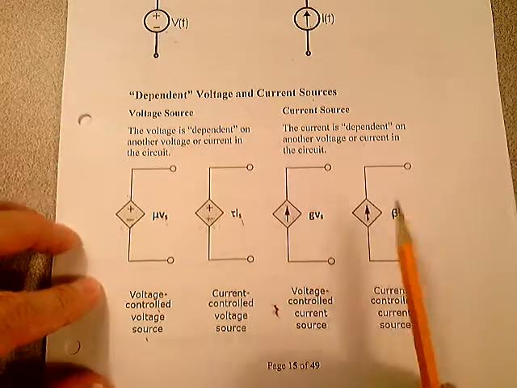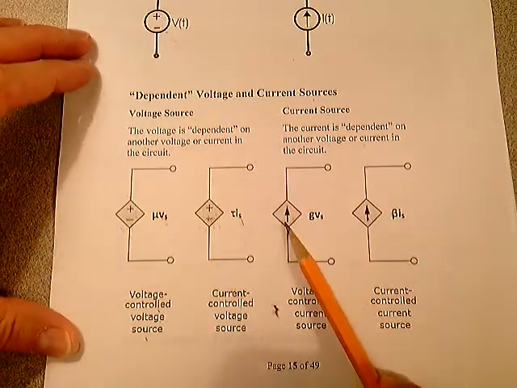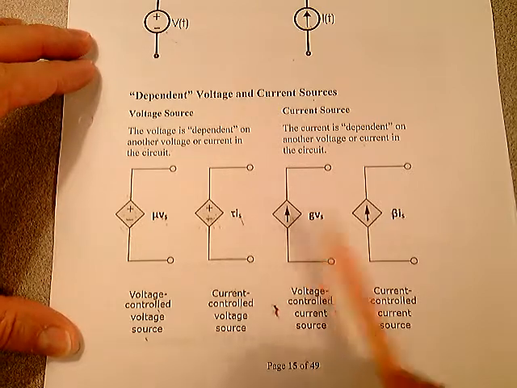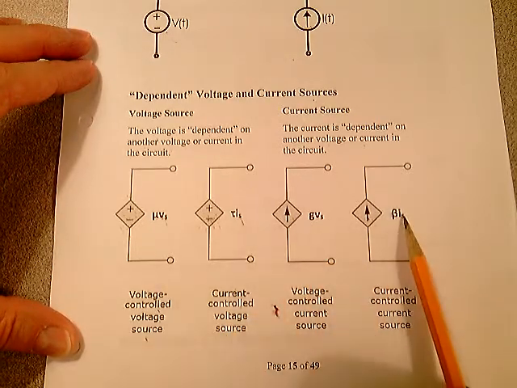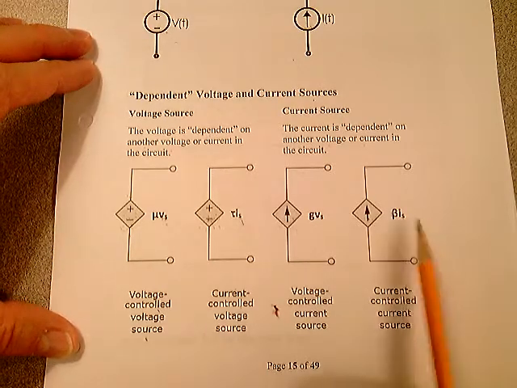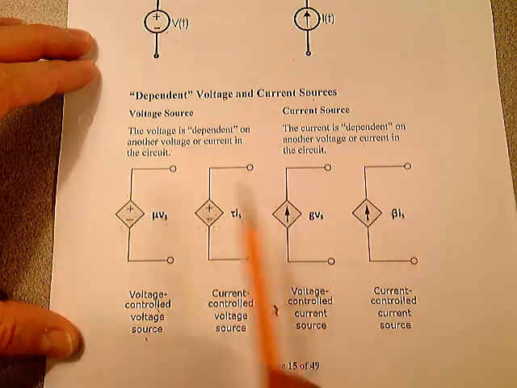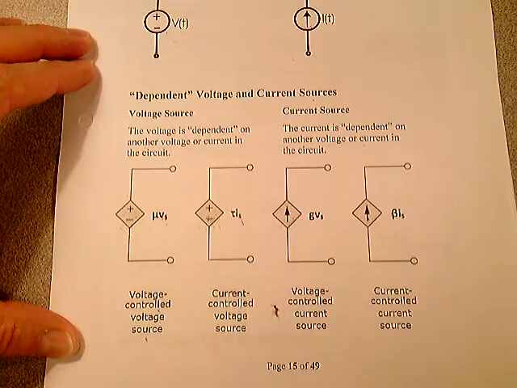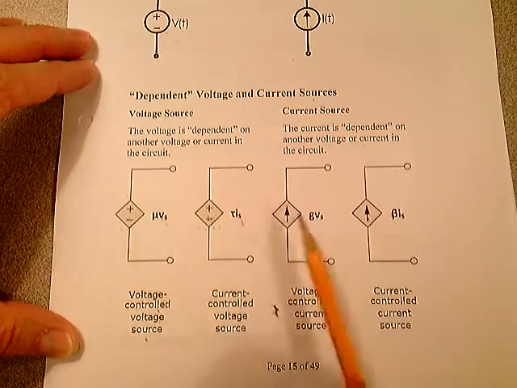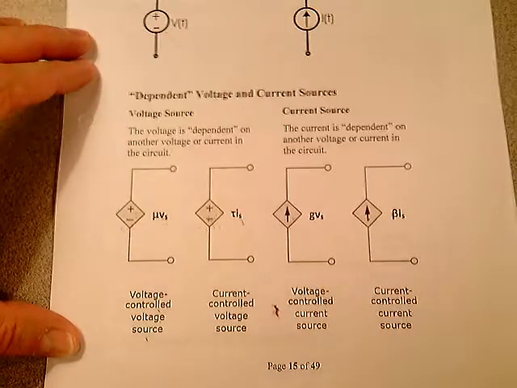On these current sources, this is a voltage-controlled current source, where the value of this current is dependent upon a voltage somewhere else in the circuit. And this is a current-controlled current source. So let's review here. When you see diamonds, they're dependent sources. When you see plus and minus signs, they're voltage sources, and when you see arrows, they're current sources.